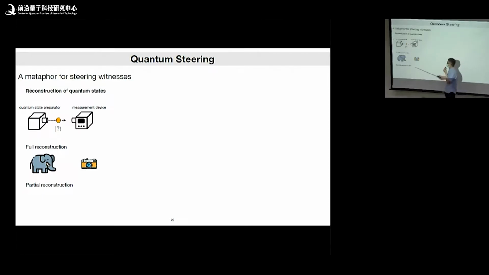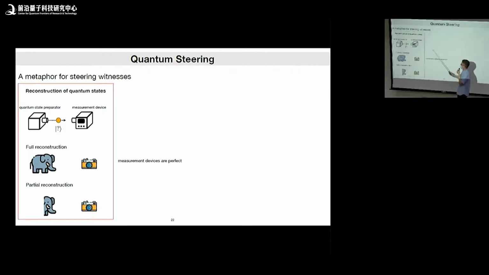And the idea of steering witness, or sometimes we call it partial reconstruction, is that if the only information we want to know is which kind of animal is in front of us, then we just have to take partial pictures of this animal. And from here, we can also know that the animal in front of us is an elephant. Okay, so no matter which method, here we make the assumption that the measurement devices are perfect.